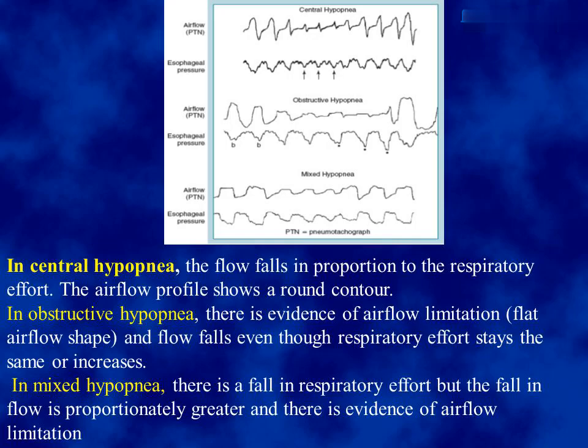In central hypopnea, the flow falls in proportion to the respiratory effort. The airflow profile shows a round contour. In obstructive hypopnea, there is evidence of airflow limitation, flat airflow shape, and flow falls even though respiratory effort stays the same or increases. In mixed hypopnea, there is a fall in respiratory effort, but the fall in flow is proportionately greater and there is evidence of airflow limitation.